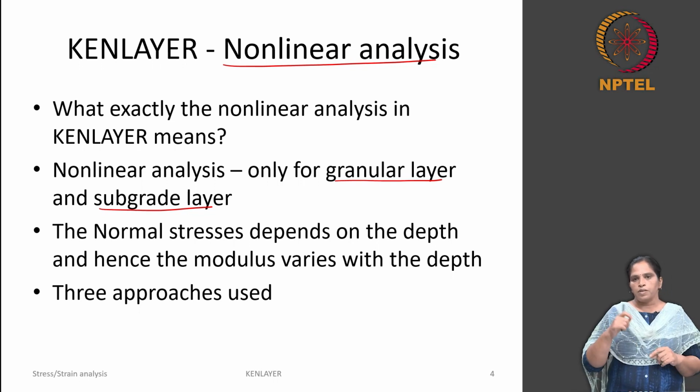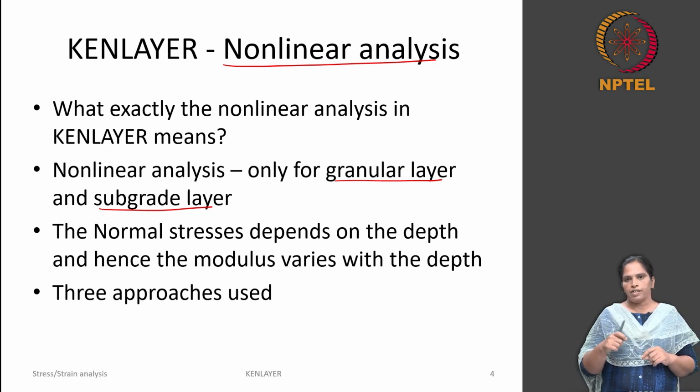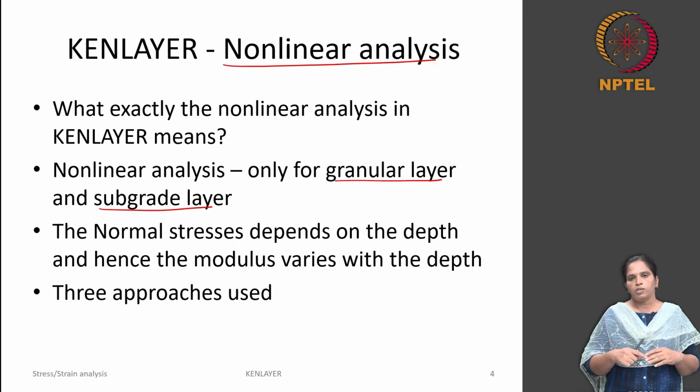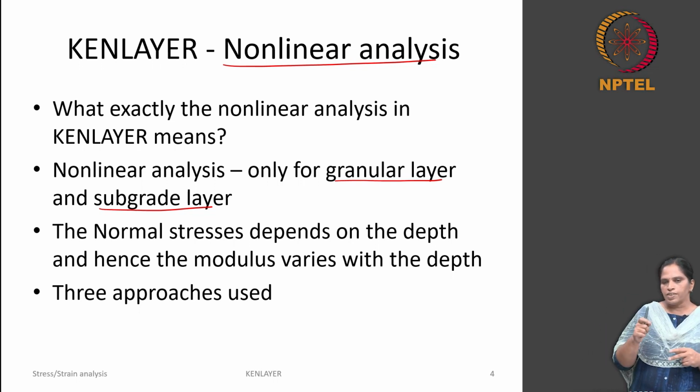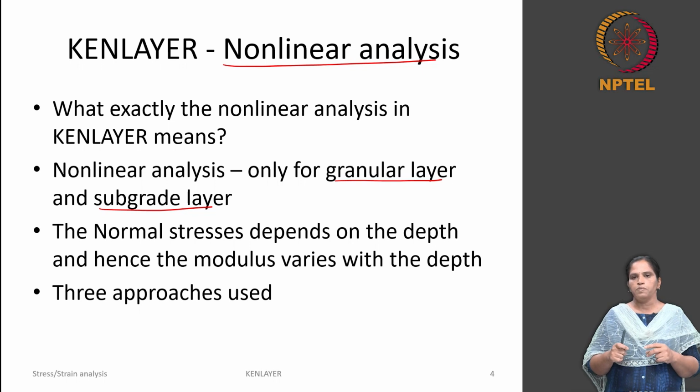When we determine stresses and strain at different locations, we get three normal stresses, and these three normal stresses depend on depth. So if the normal stresses vary at different depths, the modulus at that depth is going to vary. In such a case, the stresses and modulus are interdependent parameters. So what KENLAYER does is, it assumes an initial seed modulus value, determines the stresses and back calculates the modulus value using the equations that we have seen previously. This process is iterated many times, so the solution converges.